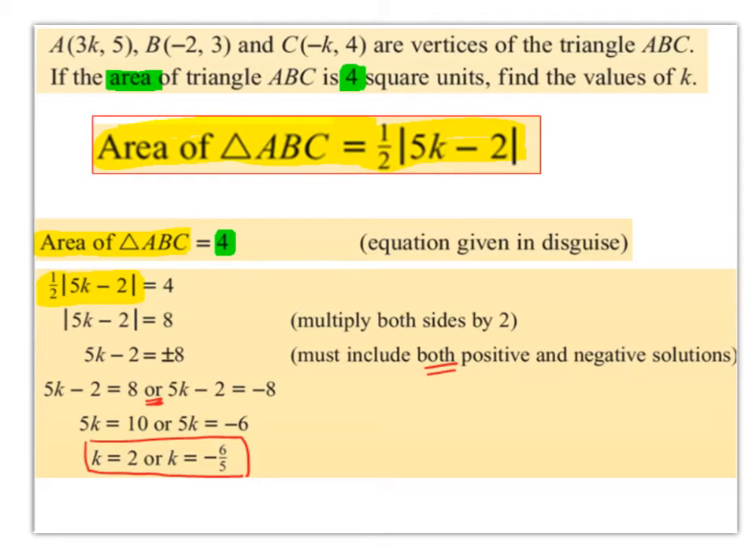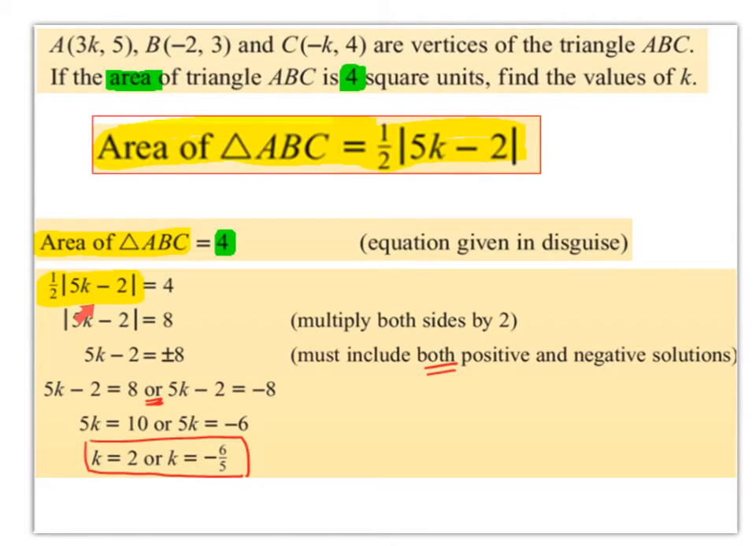So we're told in the question that the area of the triangle is 4 square units. So we're going to say the area of the triangle ABC is equal to 4. So this is an equation given in disguise. Now we worked out the area of the triangle ABC to be a half times the modulus of 5k minus 2. So we swap that for half times the modulus of 5k minus 2, and it's still equal to 4. Now to get rid of the half, we're going to multiply both sides by 2. So 4 times 2 is 8. So we have the modulus of 5k minus 2 is equal to 8.